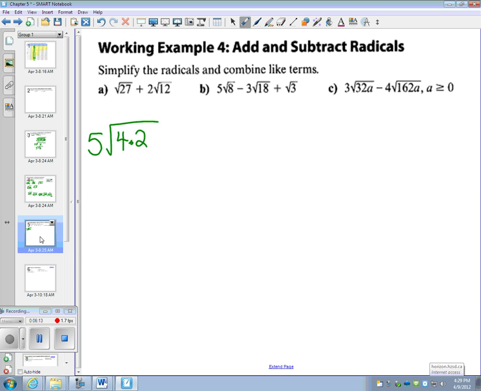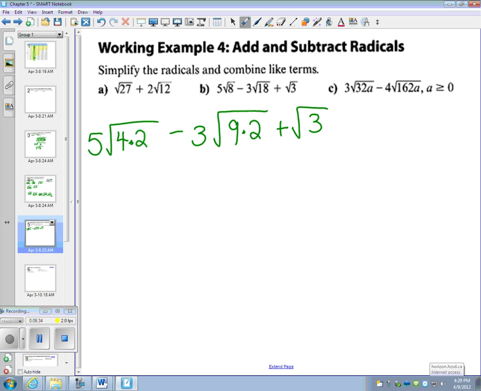So I have 5 root 8, which is 5 square root of 4 times 2, minus 3 the square root of 18. Well, the biggest square that goes into 18 is 9, so I'm going to write that as 9 times 2, plus the square root of 3. I don't think I can simplify that.